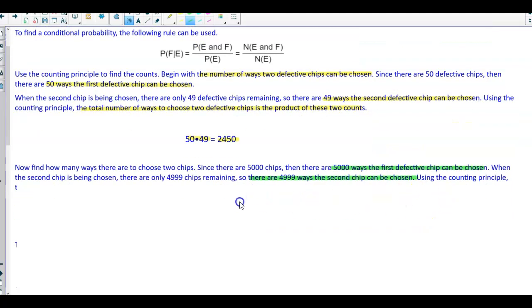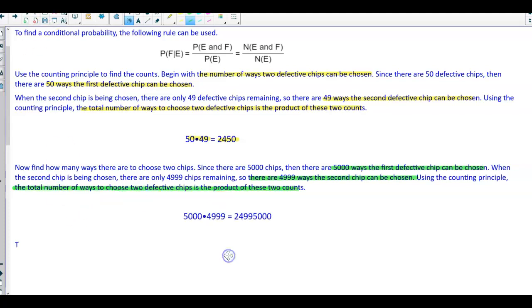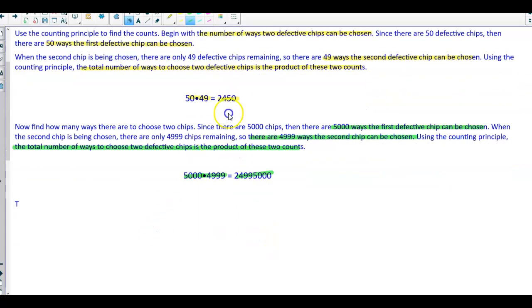So again, using the counting principle, to find the total number of ways to choose two chips, we find the product of these two counts. So we're going to take 5,000 times 4,999 to get 24,995,000. Now we're going to use these two results. We're going to divide to find the probability of selecting two defective chips at random.